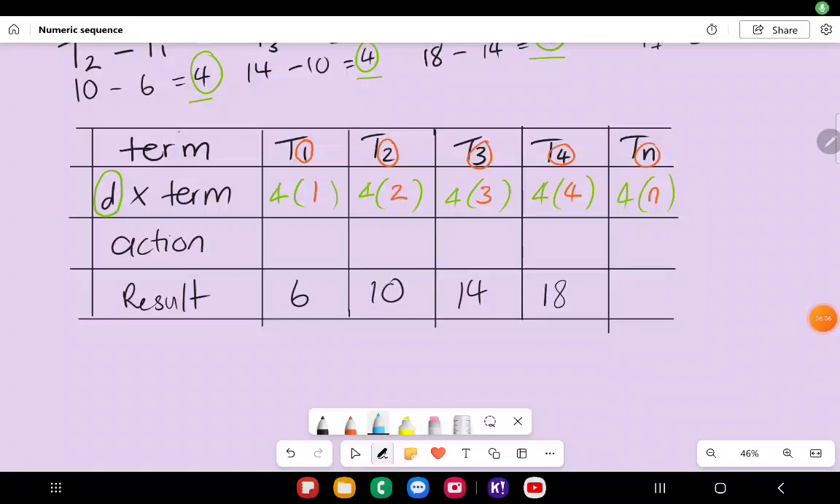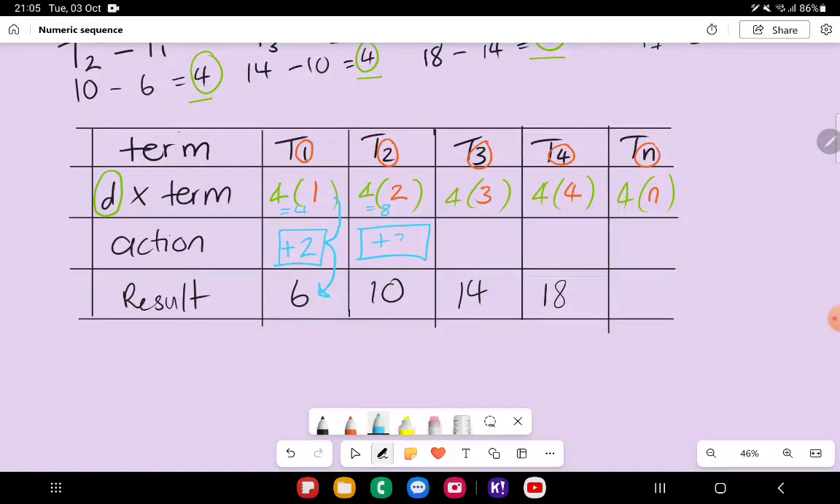This action row is a question that says, what action must I take to go from here? I must take an action to get to this. So if I say 4 times 1, that is equal to 4. 4 plus or minus what gives me 6? 4 plus 2. Next column, 4 times 2 is 8. So 8 plus or minus what gives me 10?